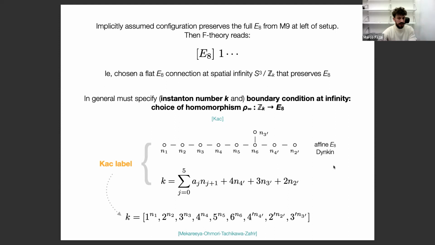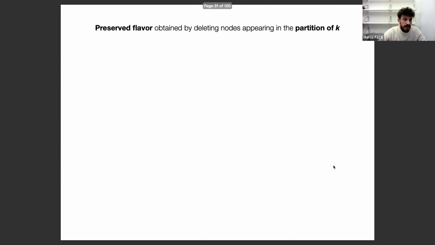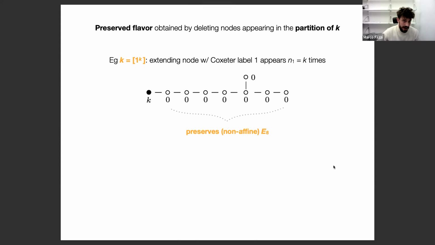The other fun part of the game is that once you have specified your flat connection at infinity, your homomorphism of ZK into E8, you can also quite easily obtain the preserved flavor symmetry. To do that, you just need to delete the nodes that appear in the chosen partition of K. So let's see an example of that. For example, I could write, rather trivially, K as K times 1.